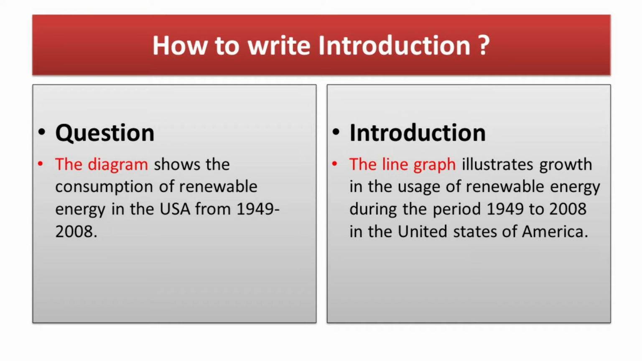Instead of writing the diagram, we can write the line graph because we are talking about the line graph. Instead of using the word shows, we can say illustrates. Similarly, instead of using the word consumption, we can use the word usage. Instead of writing the time period from 1949 to 2008, we can write during the period 1949 to 2008. Instead of writing USA, we can write United States of America. So in this way, we can alter the whole question and it will become our introduction. This is our first paragraph in the line graph.